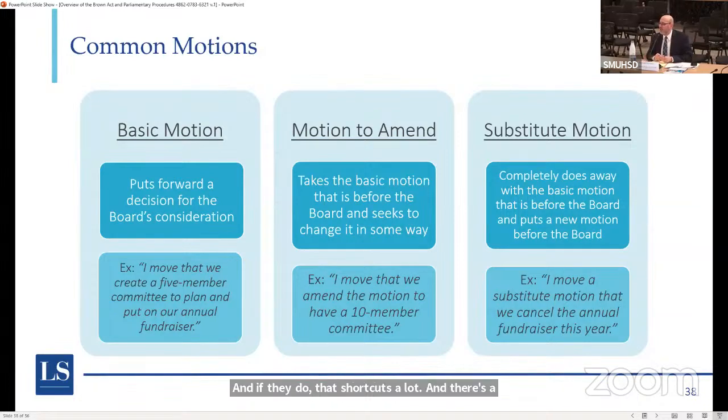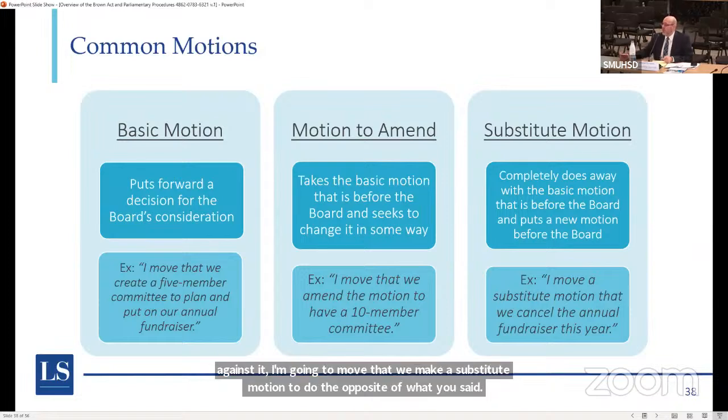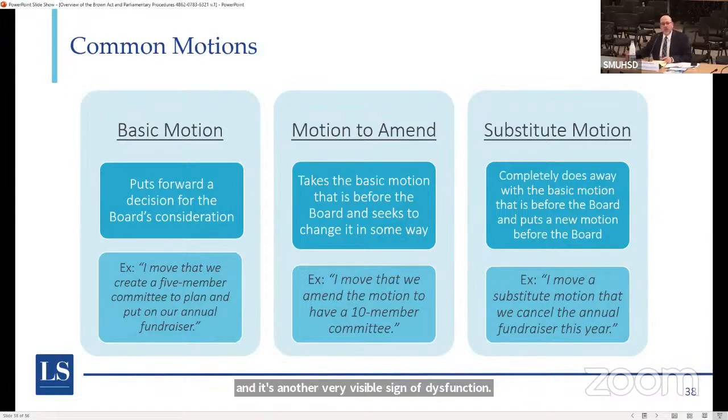And there's a third kind of motion, which is a substitute motion. Don't do these. I highly recommend against them. It's when someone says, I don't like the motion you made, and instead of voting against it, I'm going to move that we make a substitute motion to do the opposite of what you said. That is allowable under Robert's Rules of Order, and it's another very visible sign of dysfunction. If you oppose what they're doing, oppose it. Don't try to substitute in a motion.